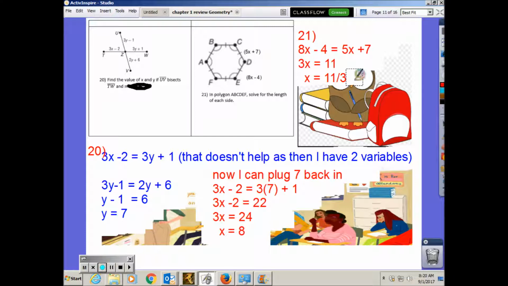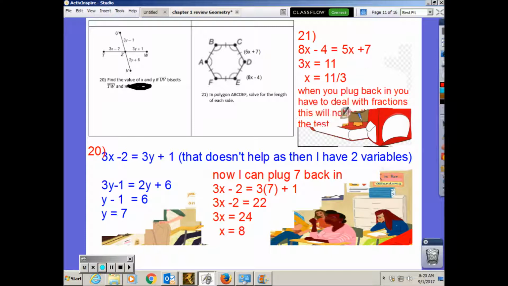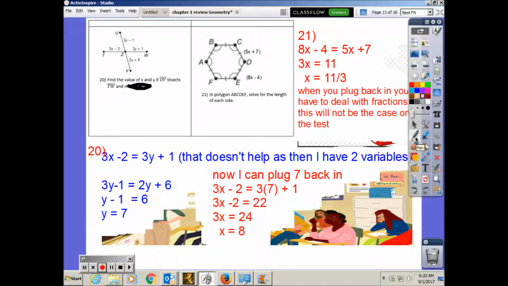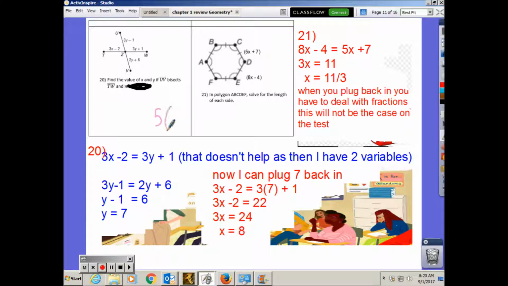Now, the problem asked you to solve for each side. When you plug it back in, you're going to have to deal with a fraction, and this will not be the case on the test. So in class, I did not go through how to solve that, but I'm going to do that right now on the review. So I'm going to have 5 times 11 over 3 plus 7.